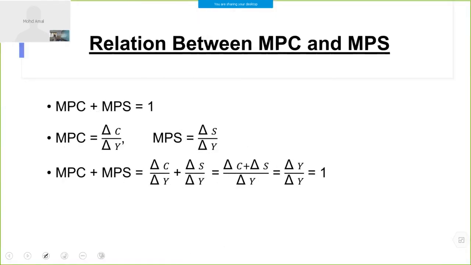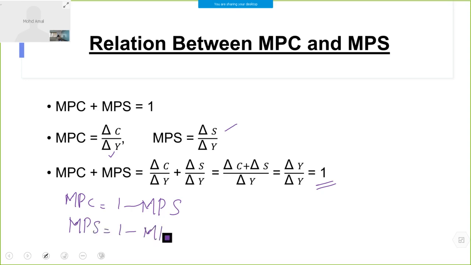Okay, relationship between MPC and MPS, the same procedure we can use here also. MPC is delta C by delta Y, additional consumption. Here it is the ratio between additional saving and additional income. If we substitute all these, we are getting delta C plus delta S by delta Y is equal to 1. This is the relationship between MPC and MPS. Here you can write this also: MPC is equal to 1 minus MPS, and MPS is equal to 1 minus MPC.